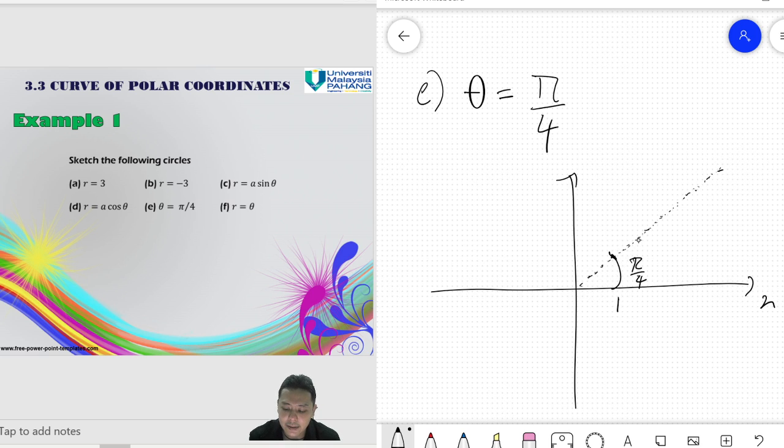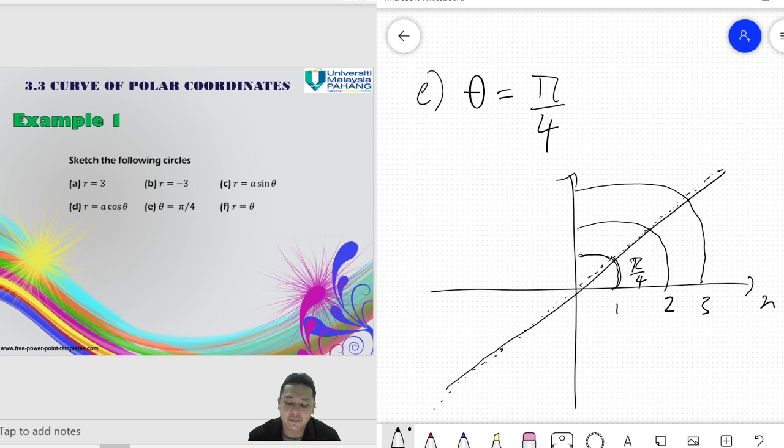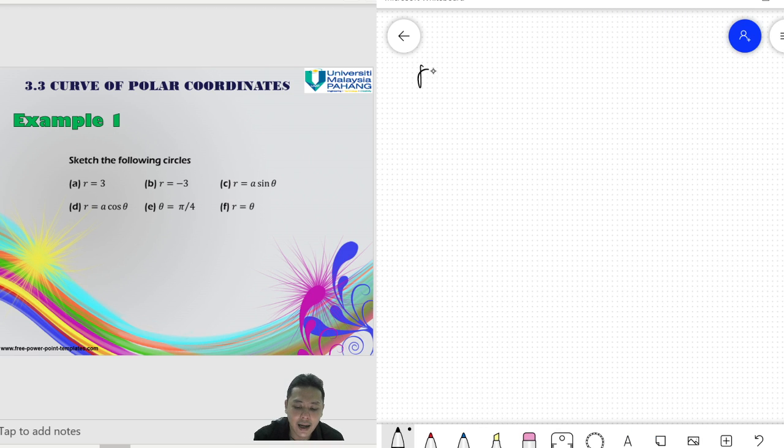Imagine this one is 1, this one is 2. The distance is not accurate if I represent it like this. Suppose there's a curve there. The curve here is 1, the curve here is 2, and the curve here is 3. Different r but the same angle, pi over 4, and it extends up until here as well. If we connect the dots here, it will be a straight line. In other words, r is arbitrary. If we are given a fixed theta equals pi over 4, or 45 degrees, it represents a straight line.